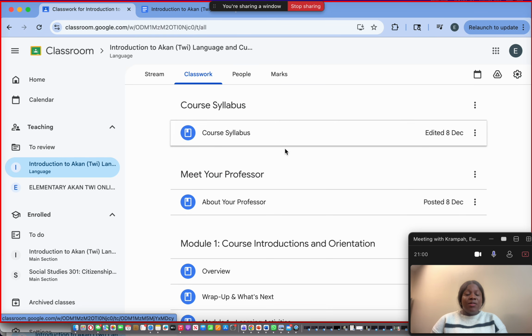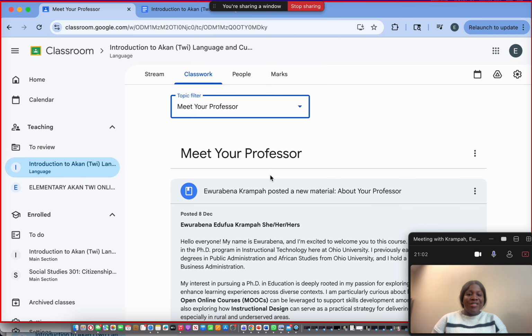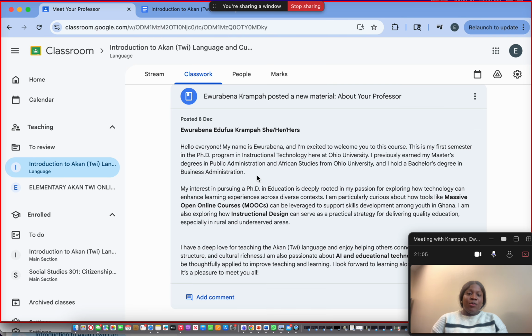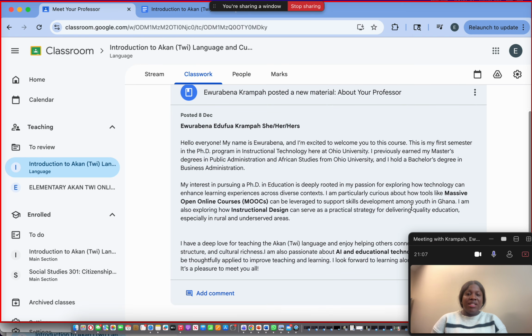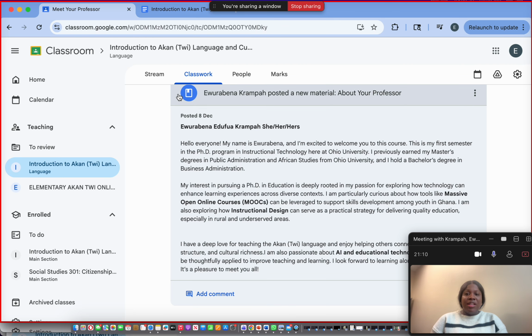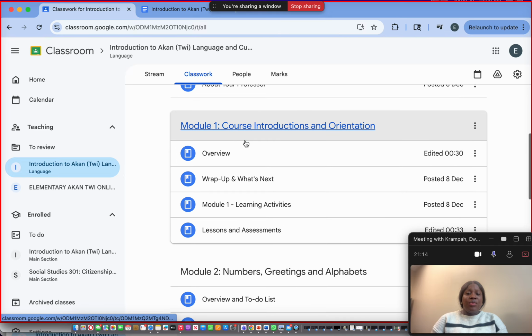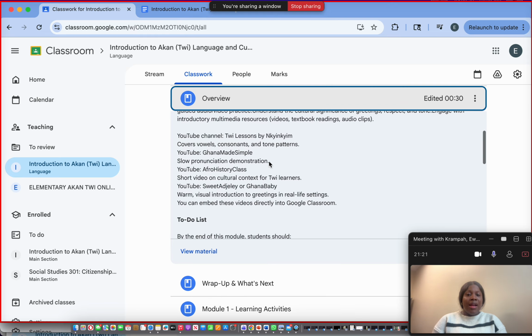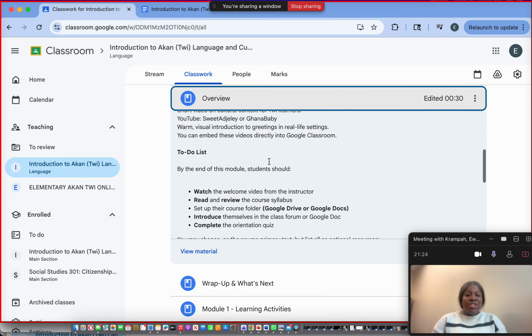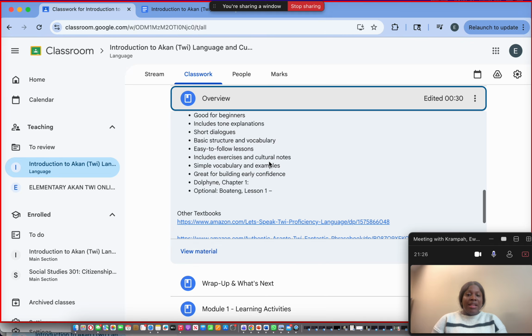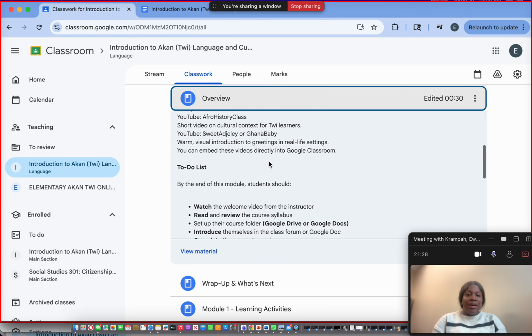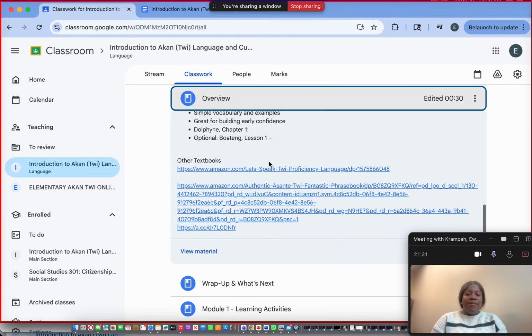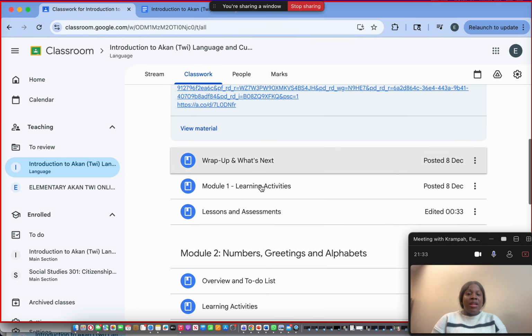So for the course structure, we have already said that we have 4 modules. Now after the course syllabus, we have meet your professor, so that the students will know a little bit about me. So I wrote something about me, my interest as a PhD student as well. And then from there we go to module 1. Module 1 is course introductions and orientations. We have overview of the entire Akan language that students will be learning and how they'll be going about learning the language effectively. So we have other textbooks that they will need.